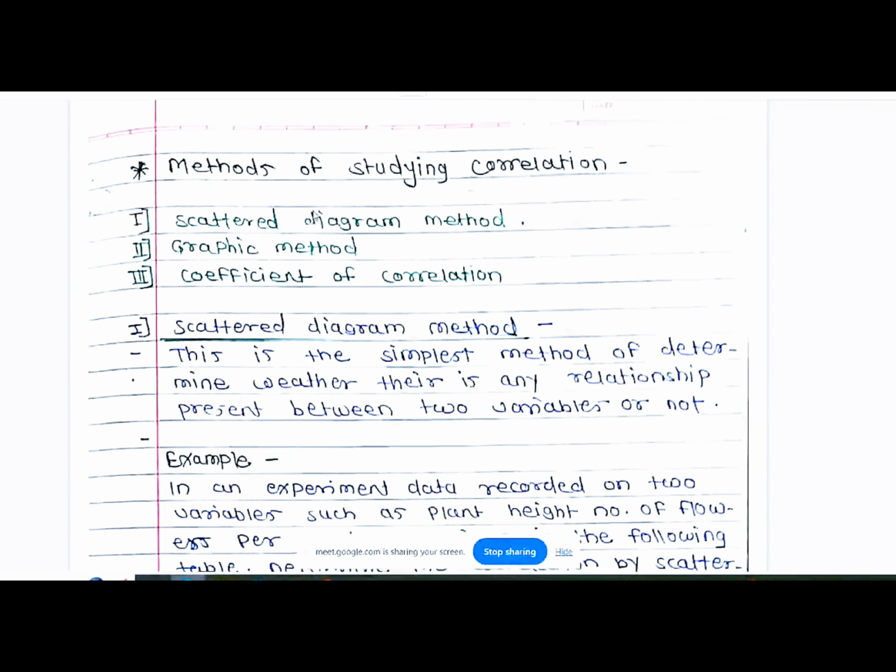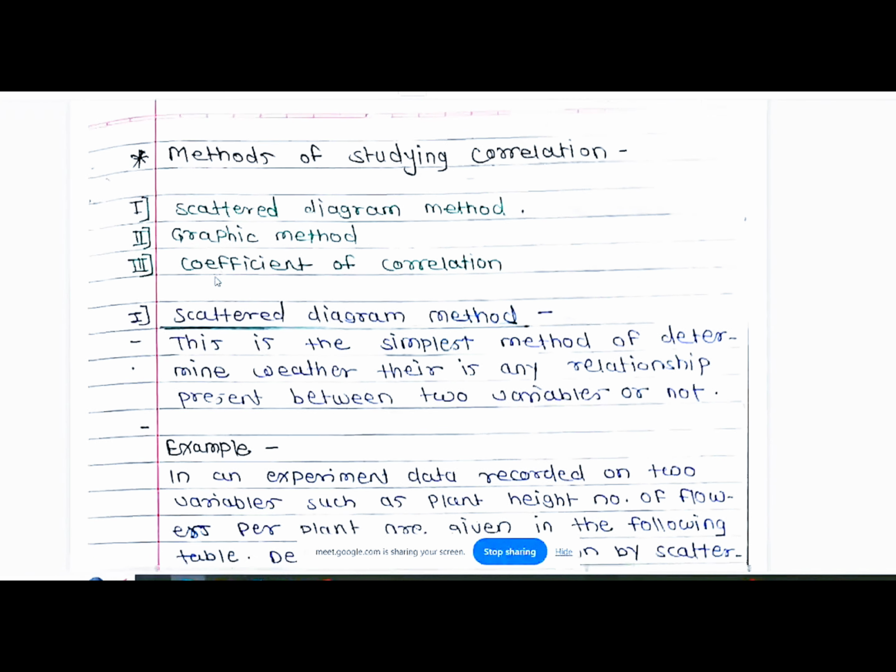The first two methods are qualitative methods. That means they just tell you whether the two variables are related or not, but they do not give you any quantitative measure. But if you want to find out the exact degree of correlation in percent, then you have to go for the coefficient of correlation. So I'm going to explain both these methods quickly, and in this lecture I'm only going to focus on the coefficient of correlation.